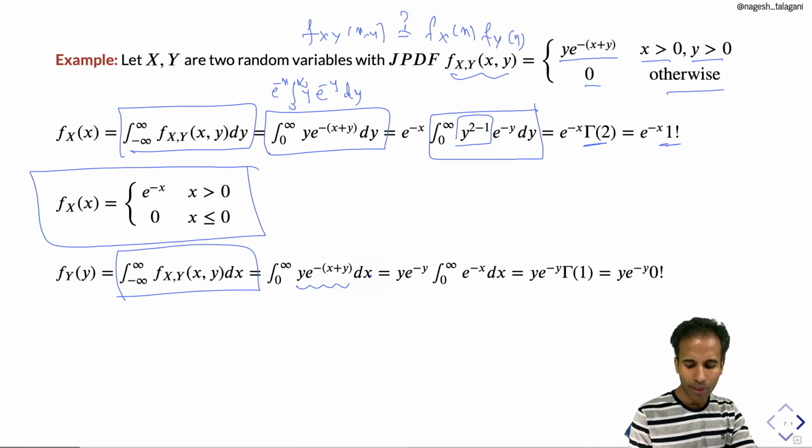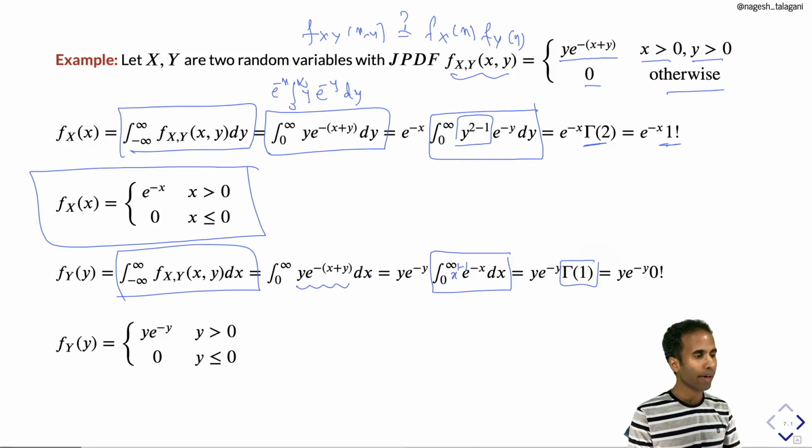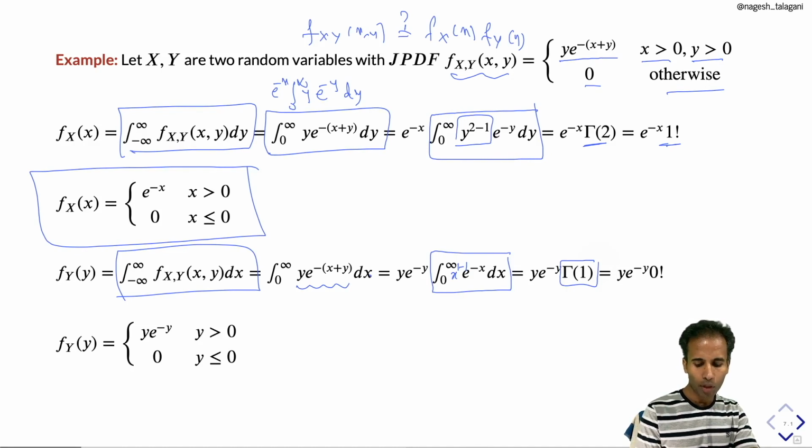Then it's going to be the integral from 0 to infinity of e to the power minus x dx. Here we can realize something: x to the power of 1 minus 1, so that this integral can be seen as gamma 1. So y times e to the power minus y times gamma 1. The gamma 1 value is 0 factorial. So the PDF of y is going to be y times e to the power minus y for y positive, and 0 for y less than or equal to 0.